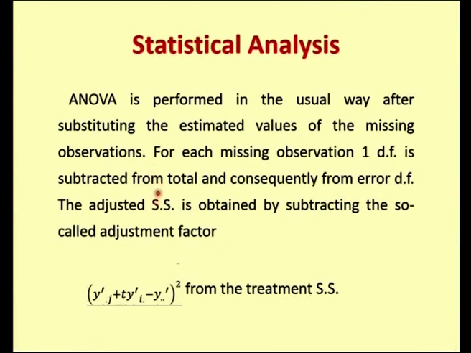The adjusted sum of squares is obtained by subtracting the adjustment factor, which is given by (Y dot j dash plus t into Yi dot dash minus Y double dot dash) the whole squared, divided by t into (t minus 1) into (r minus 1) the whole squared, from the treatment sum of squares.